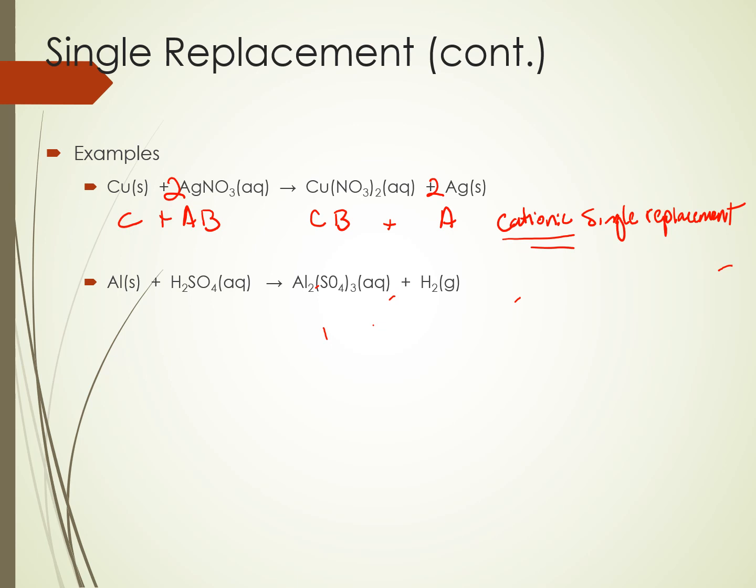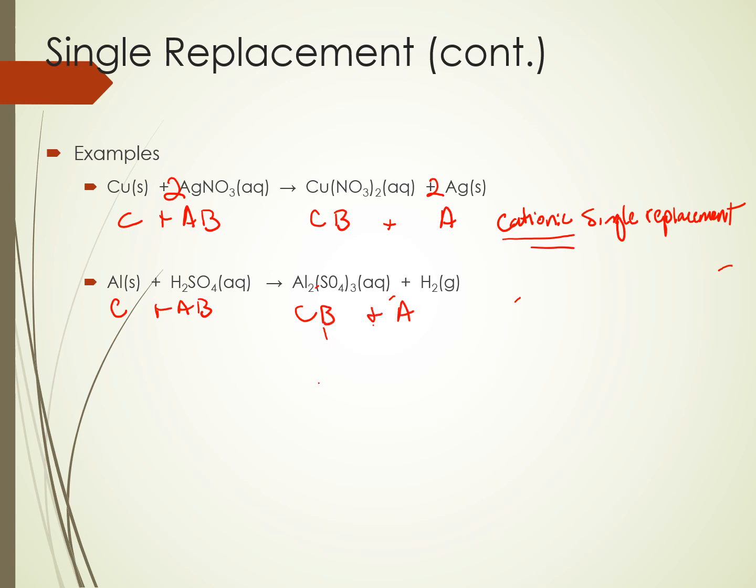As I look at my next example, in this case, remember, hydrogen is one of those unique ones. Even though it is a nonmetal technically, please remember that it also has a positive 1 charge. So it still falls under that cationic single replacement. So I would have my element C plus AB, and you can see I get CB plus A as a result.